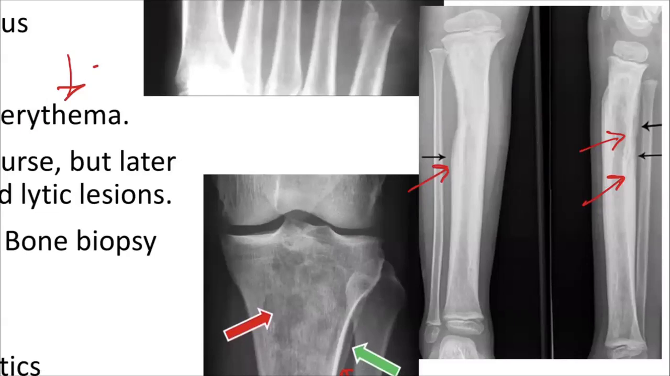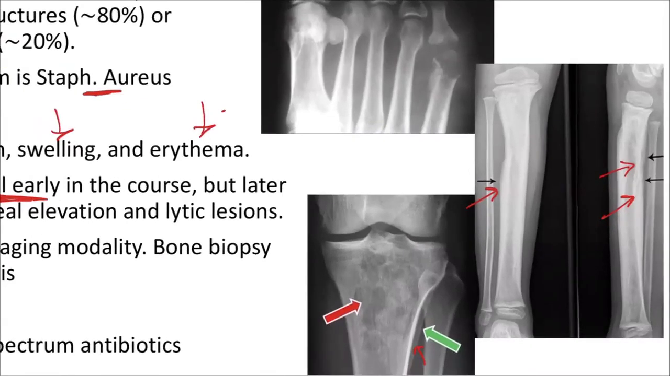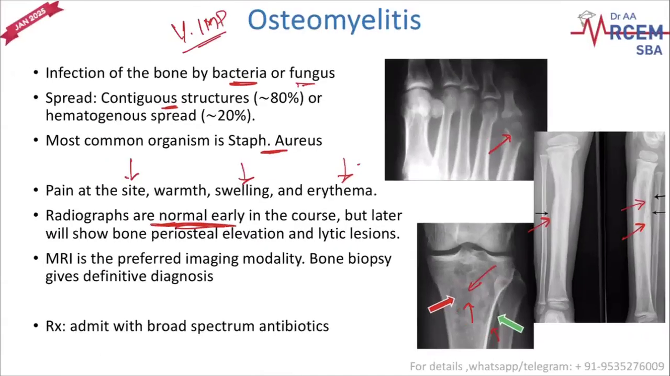Along with this, you can also see a lytic lesion. What is lytic? Breakdown. So breakdown of the bone. Whenever the bone is broken down, air enters in, it looks more blackish in color. That is known as a lytic lesion. So lytic lesion and periosteal elevation are the two important signs which can be seen.